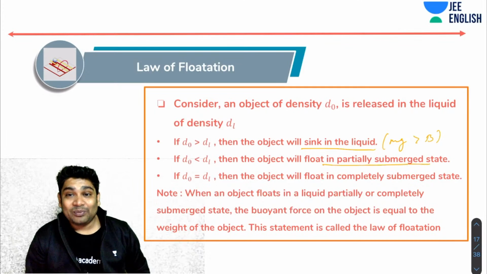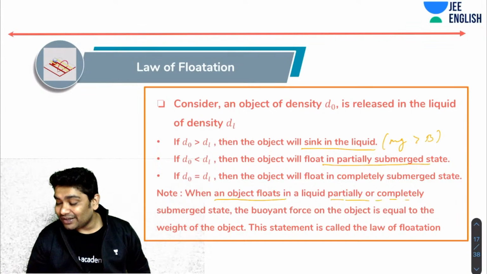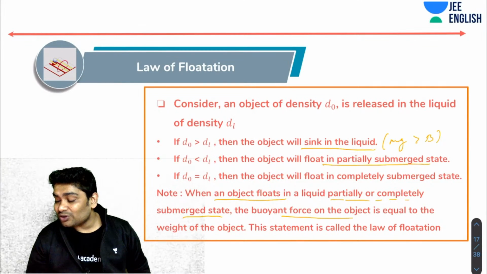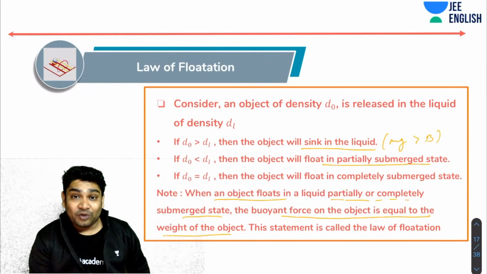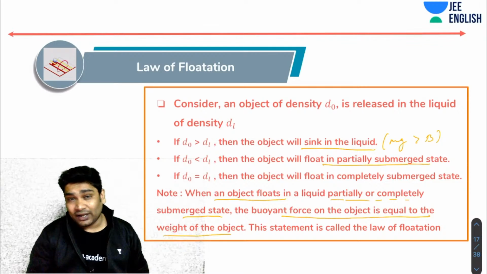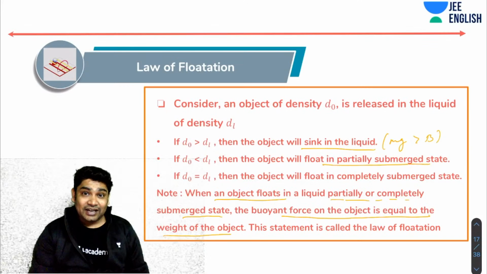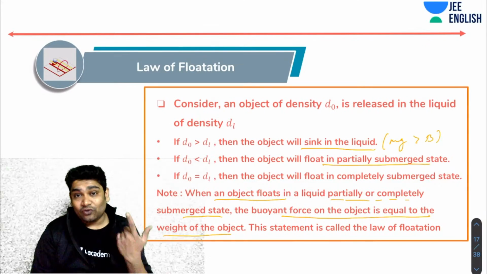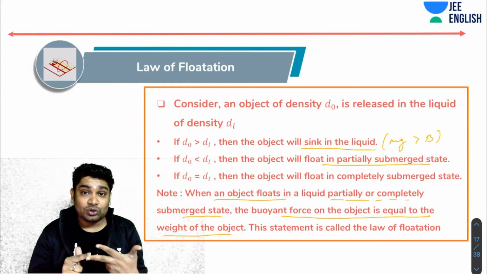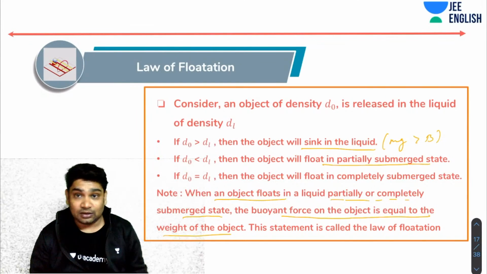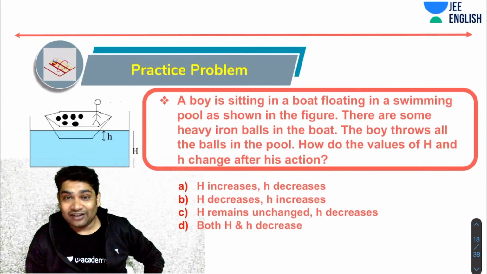Okay? Now, please note that whenever an object floats in a liquid partially or completely submerged, the buoyant force on the body is always equal to the weight of the body. That is what you call the law of flotation. For any floating body, what I can say is that the net force on it must be zero. Okay. And if the net force on it is zero, there are two forces that I know are acting on it, the force of gravity and the buoyant force. So both of them must be able to balance each other out. That is the only condition under which this will float, right? Okay, so that is what you have.